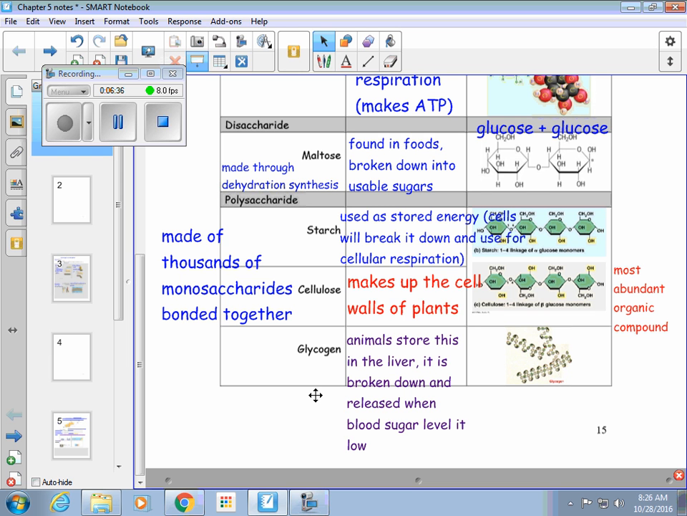Glycogen is another one. Glycogen you would find in animal cells. Your body will store it in your liver, and it's going to stay there until your body needs it. So if your pancreas detects that you have low blood sugar, it will send a message to your liver to take some of that glycogen and break it down into glucose and then put that into the blood, and then we're going to be okay. So that's what glycogen does.